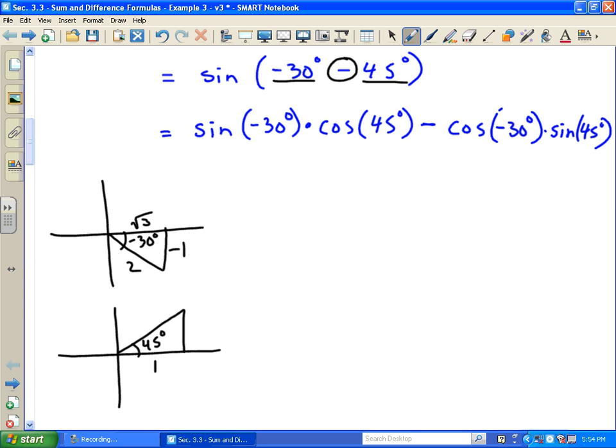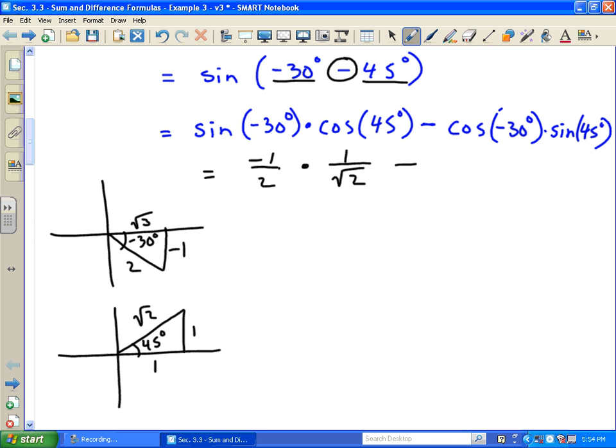I'm familiar with that one by now. 1, 1, square root of 2. Alright, sine of negative 30 degrees is y over r. The y value is negative 1, so we'll have negative 1 over r, which is 2. Cosine of 45 degrees. We know by now that's 1 over the square root of 2.